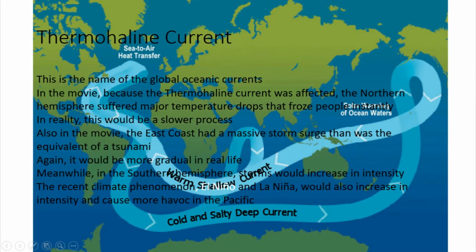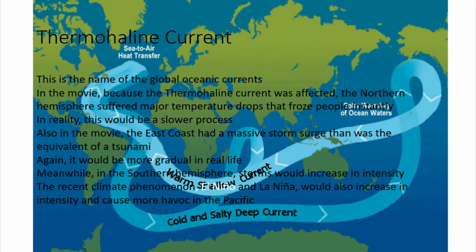So in the movie, the thermohaline current was affected, and the northern hemisphere suffered major temperature drops that froze people instantly. In reality, this would have been a slower process because you can't freeze instantly. That's just not right. Because we're still warm. Yeah, the movie had a bit of a problem.